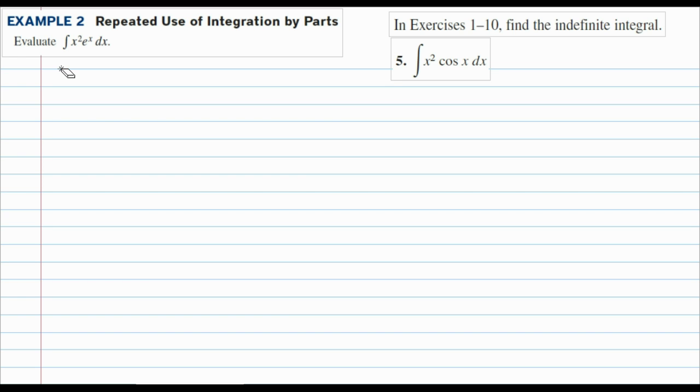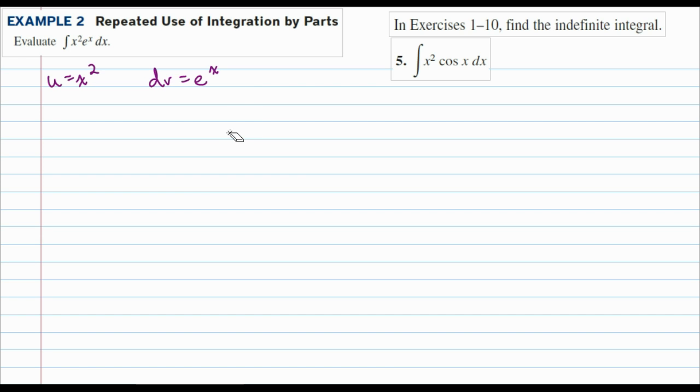First of all, we have a product of two functions. They are not related by a derivative, so I'm guessing I'm going to have to use integration by parts. I need to identify u as something I take the derivative of, and then dv as the other function I take the antiderivative of. So I'm going to call u x squared, and I'm going to call dv e to the x. If I took the derivative of e to the x, nothing would change. The derivative of e to the x is still e to the x. So I'm going to make dv e to the x.